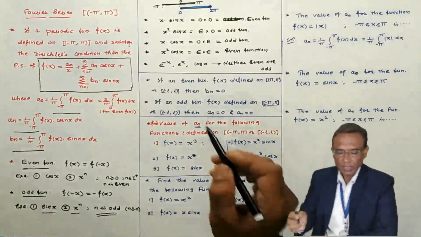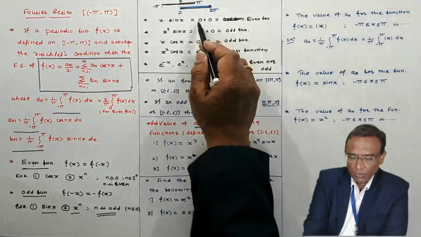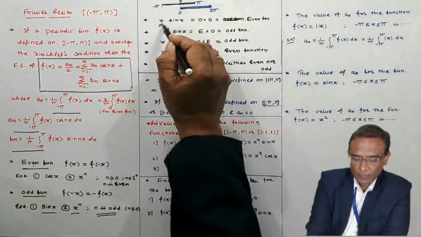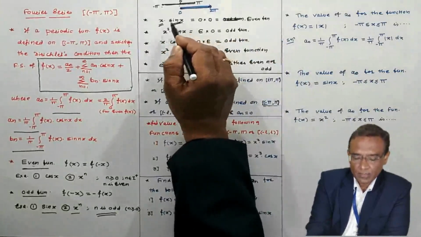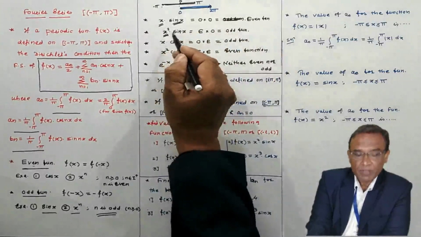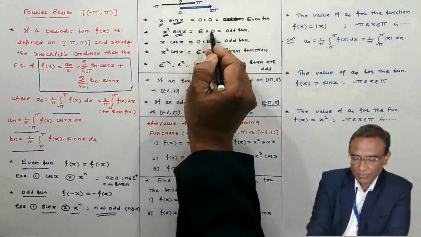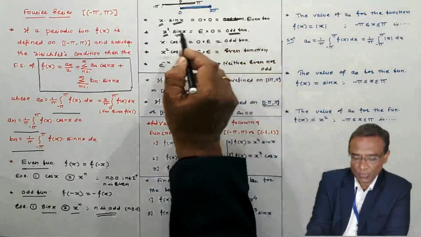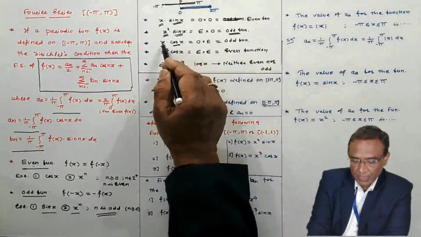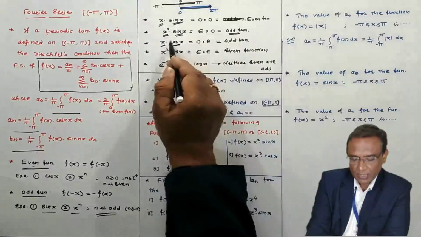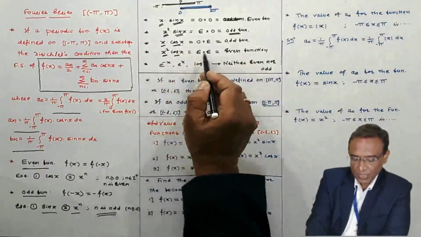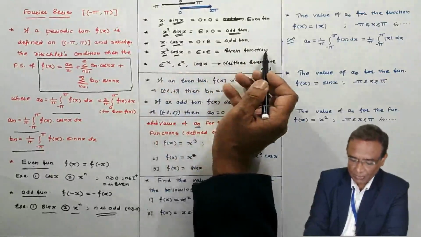One more important thing I tell you. See, odd function multiplied by odd function is even function. x is an odd function, sin x is an odd function. The product of these two odd functions is an even function. This function is even, this function is odd. Even into odd, you will get an odd function. This complete function is odd. This is odd, this is even. Odd into even is what? Odd function again. Here this is even, this is even. Even multiplied by even is even function.